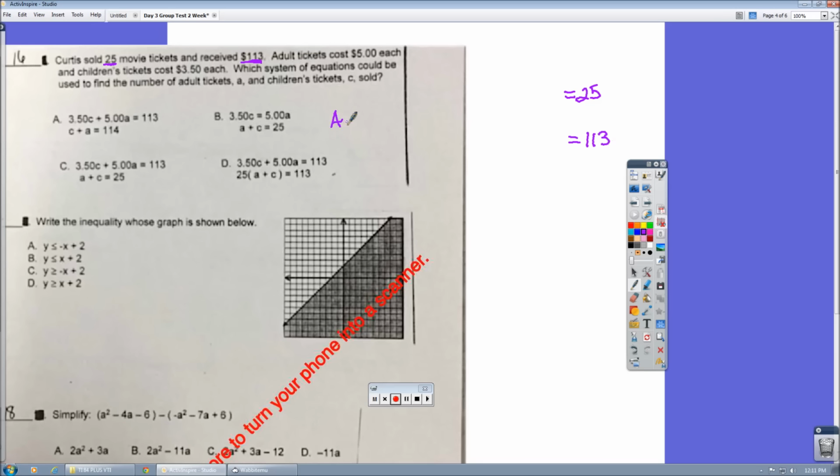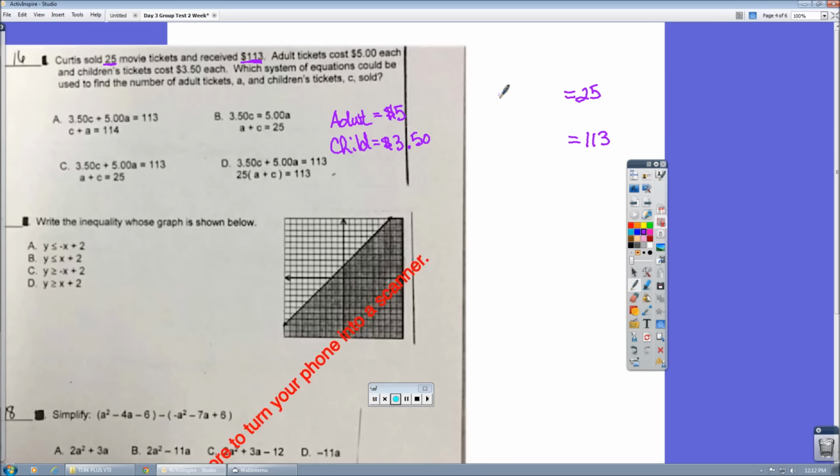Adult tickets cost $5 each. All right. Every time an adult shows up, we charge them $5. Two of them show up, 10. Three of them, 15. So we know we're multiplying the price of $5 times the number of adults. The children's tickets, $3.50 for each one. We're going to multiply the price of $3.50 times the number of children.